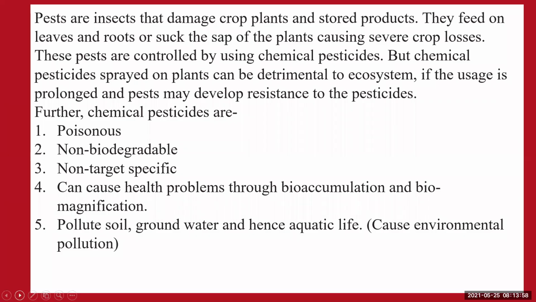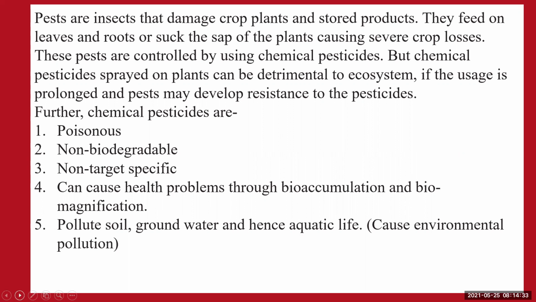So what are pests? They are the insects that damage the crop as well as the stored products. They feed on the leaves, the root, or they suck the sap of the plant and cause huge crop losses. These pests are controlled by using chemical pesticides. But when chemical pesticides are sprayed on the plant, they are detrimental to the ecosystem. That means they are not eco-friendly. They cause environmental pollution and they are toxic. They are, you can say, poisonous.